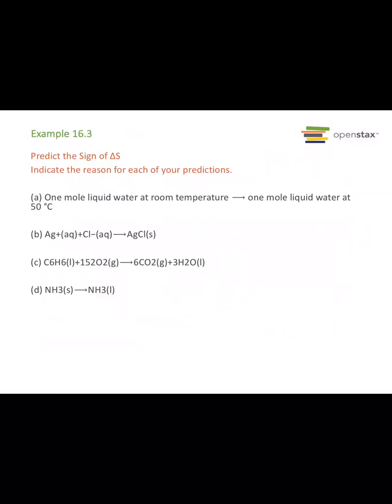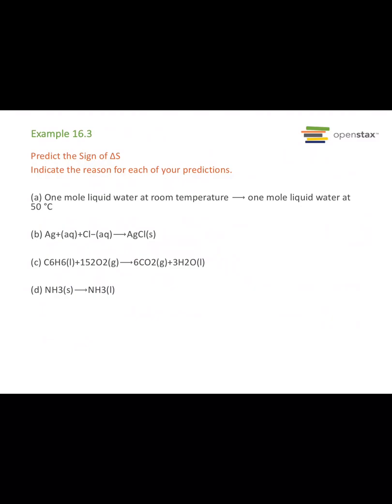So example 16.3 in the book asks you to predict the sign of delta S and then indicate the reason for your prediction. So let's say you have 1 mole of liquid water at room temperature, and then you increase the temperature of that water to 50. What's going to happen to the sign of delta S? It's going to be positive, right? It's going to increase because you're heating up the water, which increases kinetic energy, and so the sign for delta S is going to be positive.